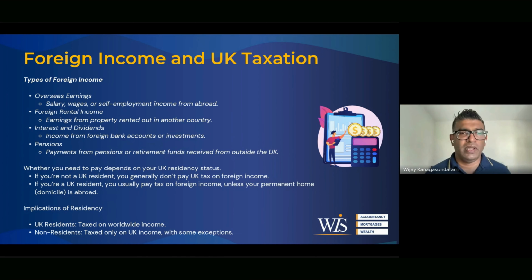Right? As for the types of foreign income, you might have foreign earnings like salary, wages, or self-employed income from abroad. You might have foreign property income. You might get interest and dividends from savings you have in a foreign country, and you might have some pensions that you get outside the UK. So all that is categorized as foreign income, right? And there might be other types that are not in this list, but anything that you earn abroad is foreign income.